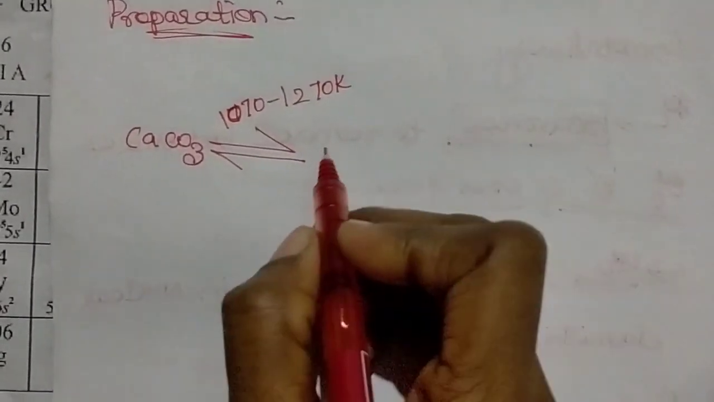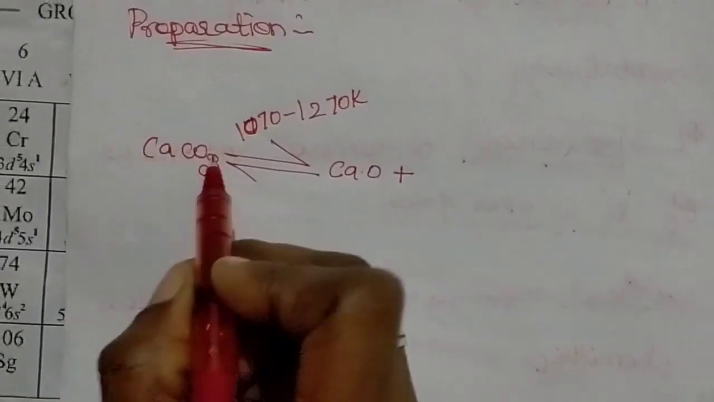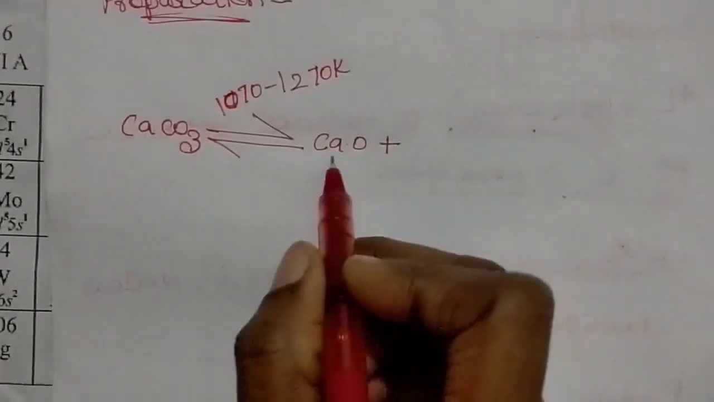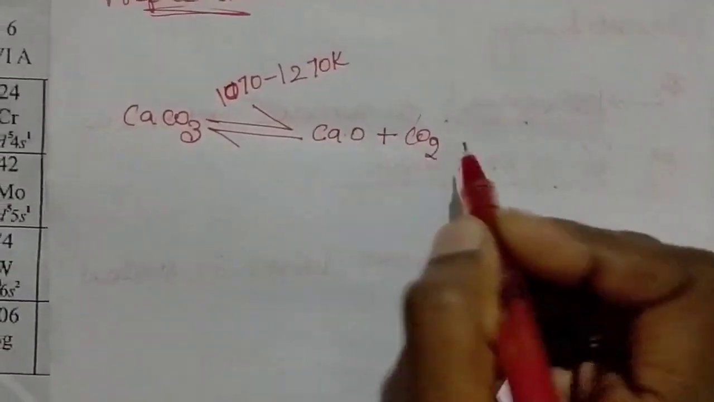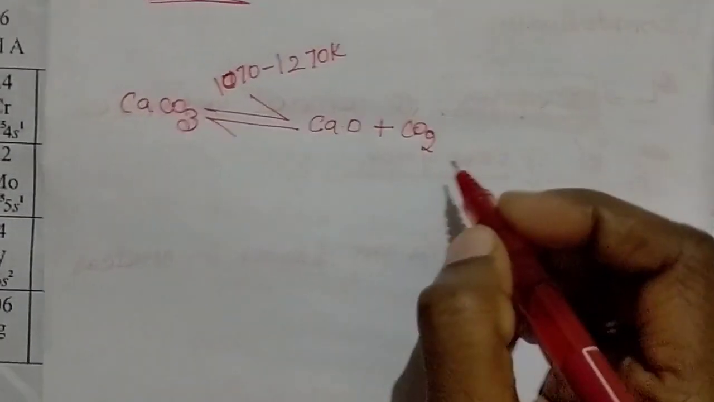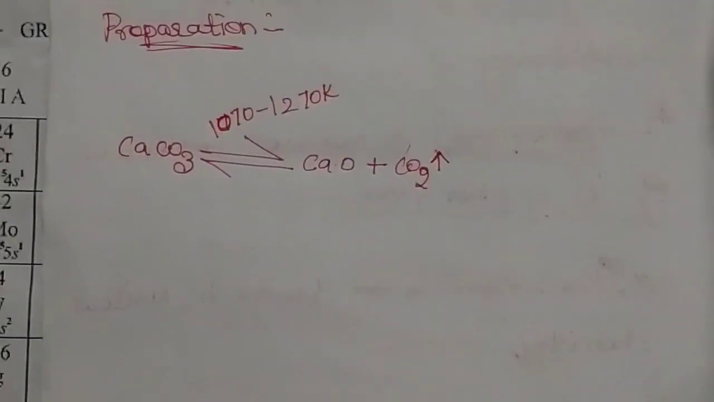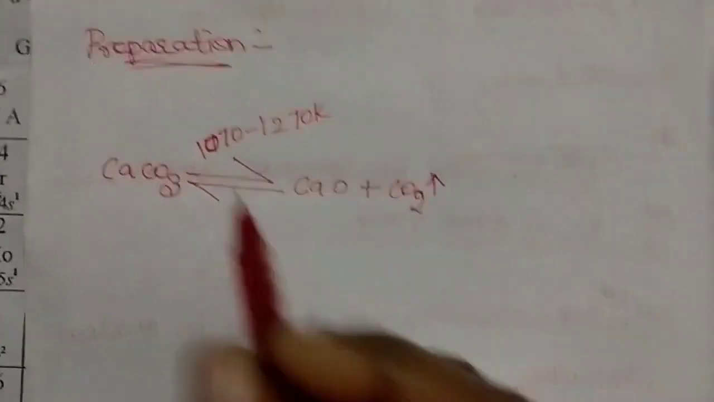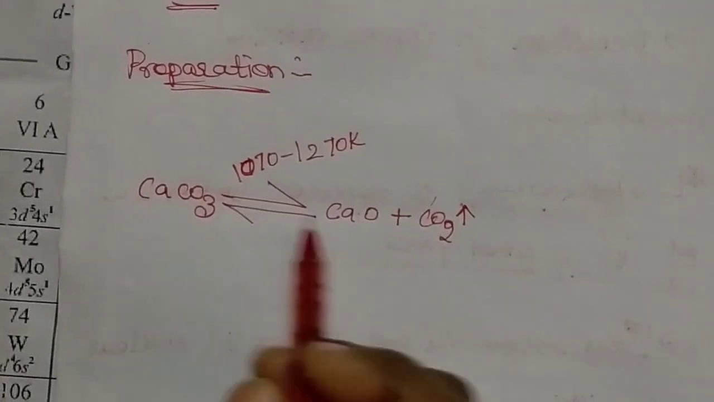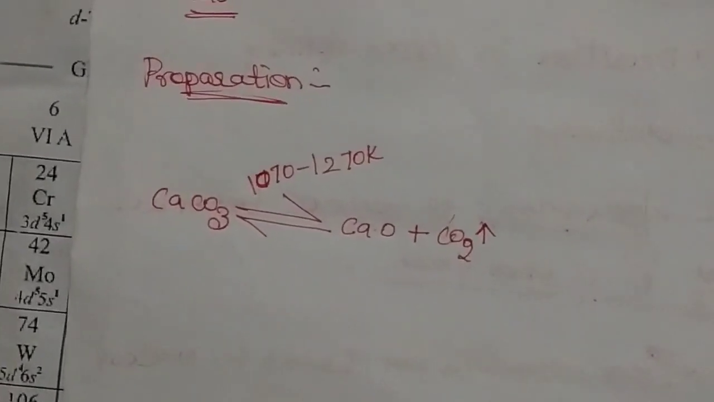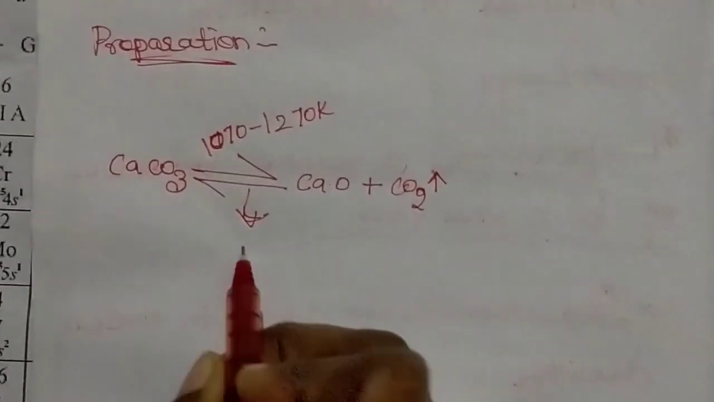Calcium oxide is formed as calcium combines with one oxygen from the carbonate. Now it becomes CaO, and the remaining CO2 forms CO2 gas. You can see we put a symbol here in between the reactant and product. The symbol indicates it is a reversible process.